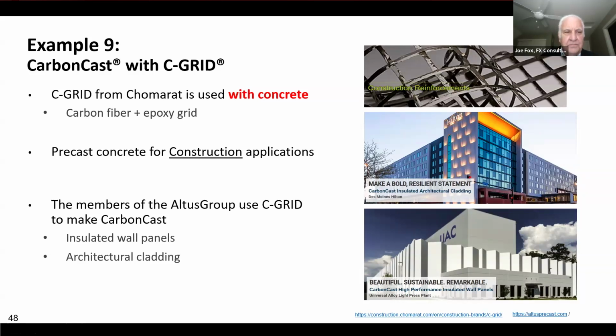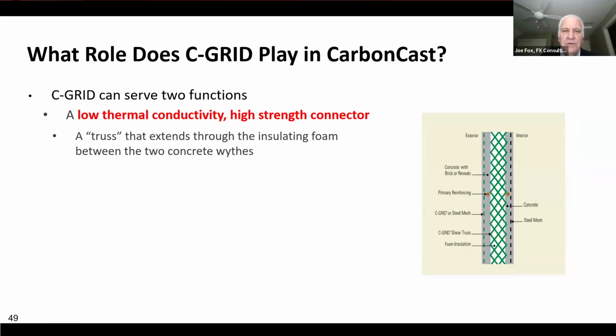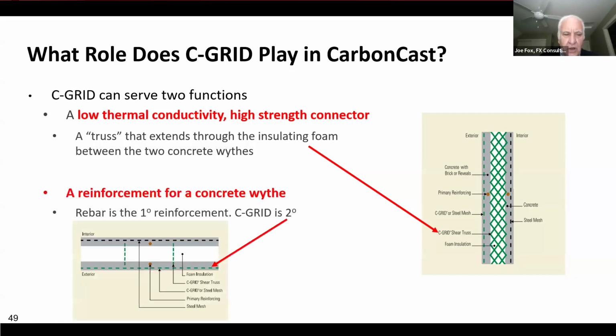Carbon cast with Seegrid. So how does Seegrid work? What role does it play? It actually can serve two functions, and I'm going to highlight them in these cartoons. It can serve as a low thermal conductivity, high strength connector, essentially a truss that extends through the insulating foam between the two concrete wythes. It can also serve as a reinforcement for a concrete wythe. Although it is not the primary reinforcement, since rebar is the primary reinforcement, it can be a secondary reinforcement. So again, Seegrid is used in conjunction with concrete.